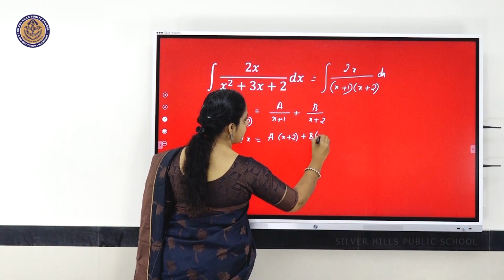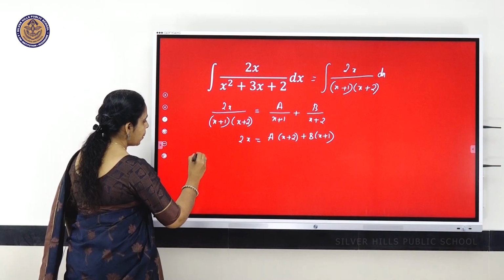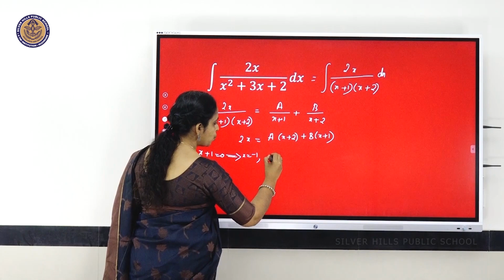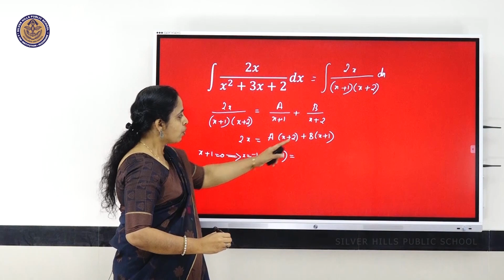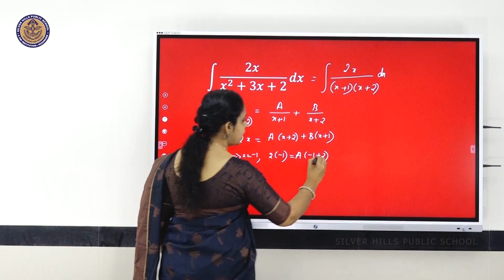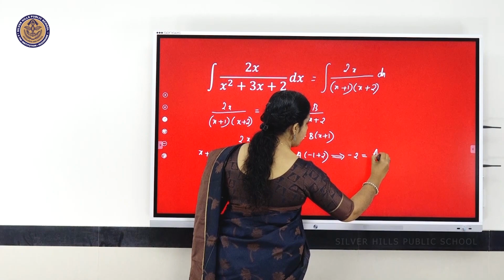We will give x plus 1 equal to 0. X plus 1 equal to 0 implies x equal to minus 1. Substituting in LHS, 2 into minus 1, giving x plus 1 equal to 0, b into (x plus 1) will become 0. So a into (minus 1 plus 2). So you will get minus 2 equal to a into 1, or the value of a as minus 2.